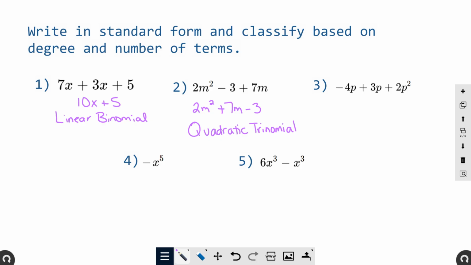All right, problem 3. Negative 4p plus 3p plus 2p squared. We got to combine like terms and put it in order, right? What's the highest power? 2p squared. And then we combine these two together and we get negative 1p. And then how would we name this one? Quadratic binomial. Good. It's got the power of 2, which makes it a quadratic. Got two terms, which makes it a binomial. Ta-da.